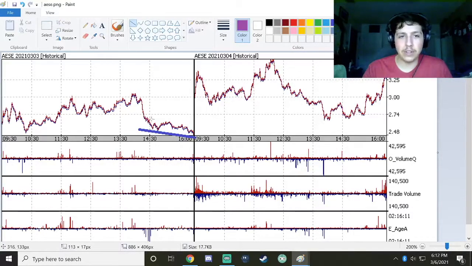and our resistance. You might be thinking it's like this. But if you look at it, it actually connects up here. It's the same trend going down. And this is a wedge. So a wedge, unlike a channel, is not parallel. More specifically, a wedge ends up pinching over time.